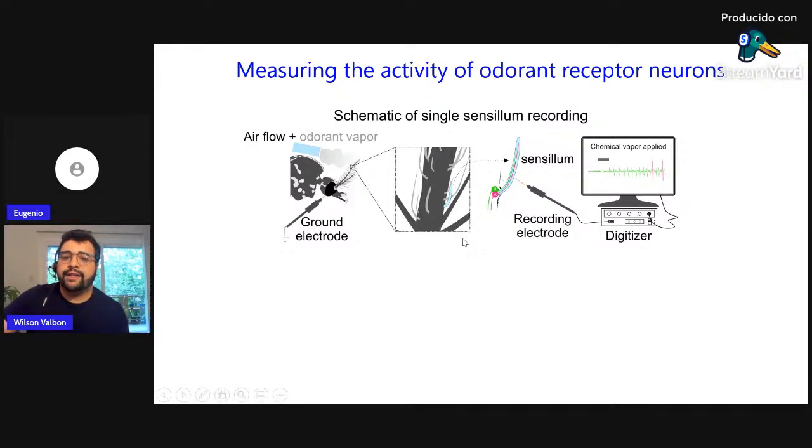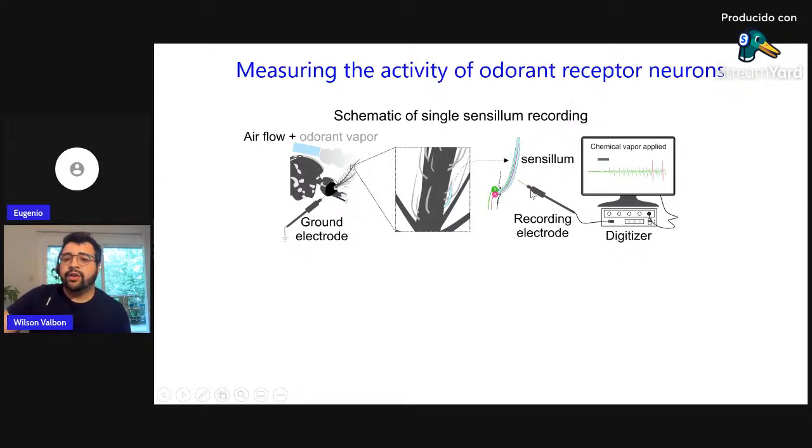I showed you guys this image before. On the surface of the antenna, there are several sensilla, and we can place a very fine electrode inside one single sensilla. Yes, it's very hard. We need to keep the insect alive under the microscope. We can focus on one specific segment of the antenna, zoom in, and put this very sharpened, very fine electrode inside the sensillum.